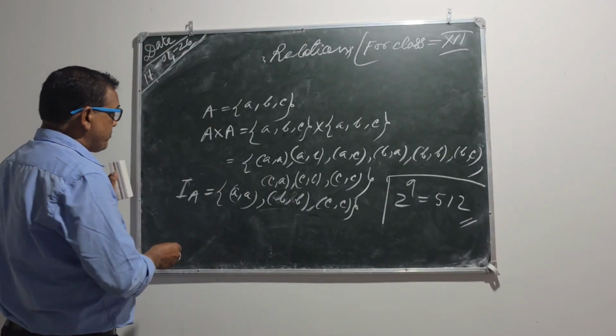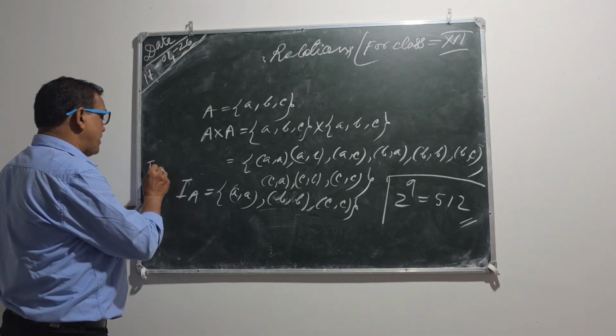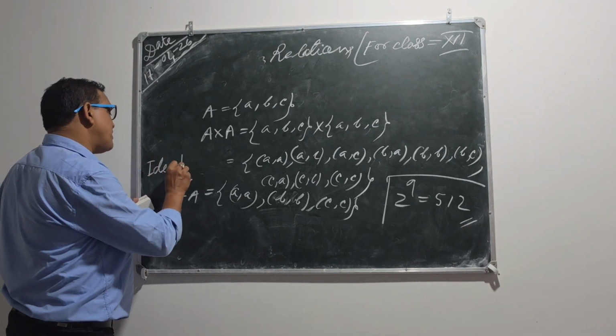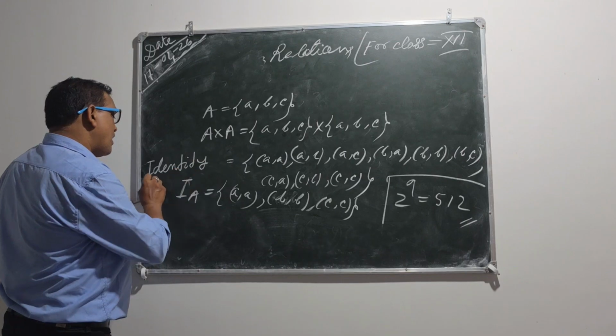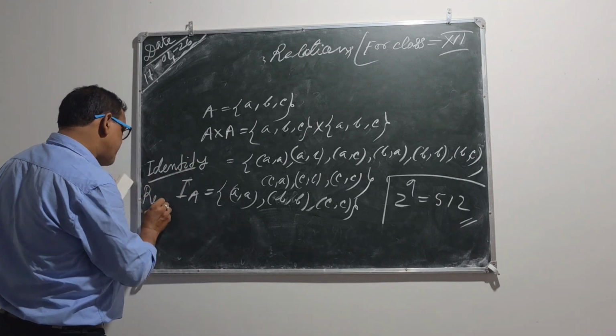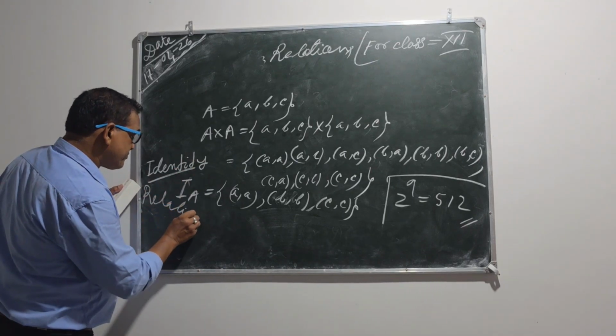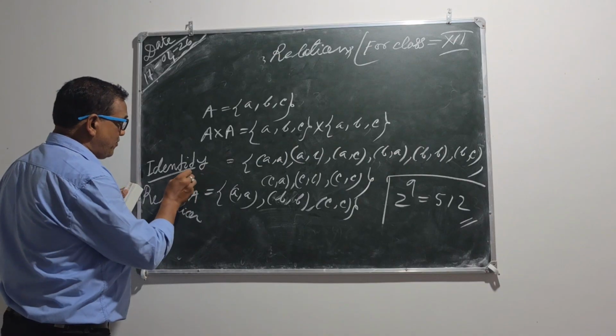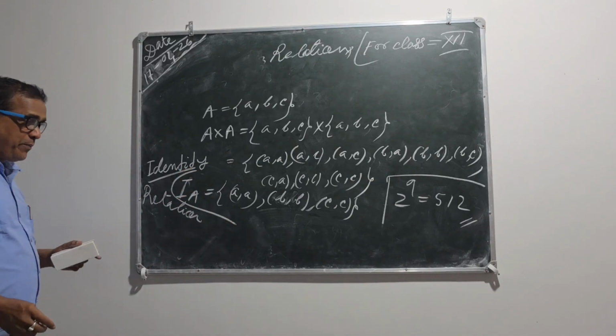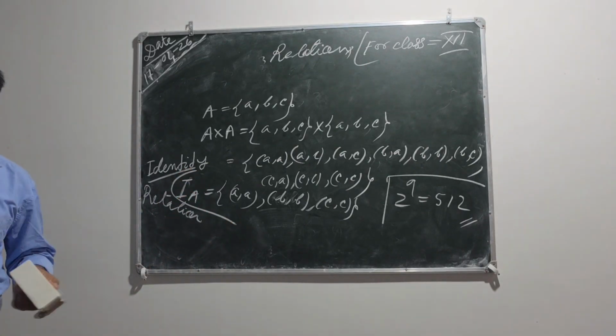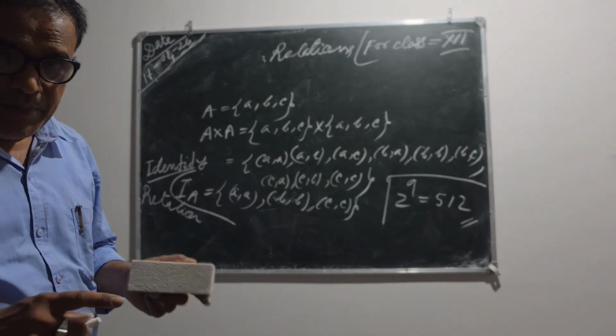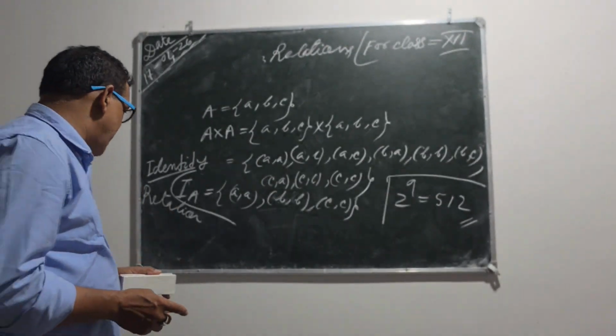Now what is called the reflexive relation? First, the identity relation can be represented by I suffix A. I suffix A equal to {(a, a), (b, b), (c, c)}. So that is called the identity relation.